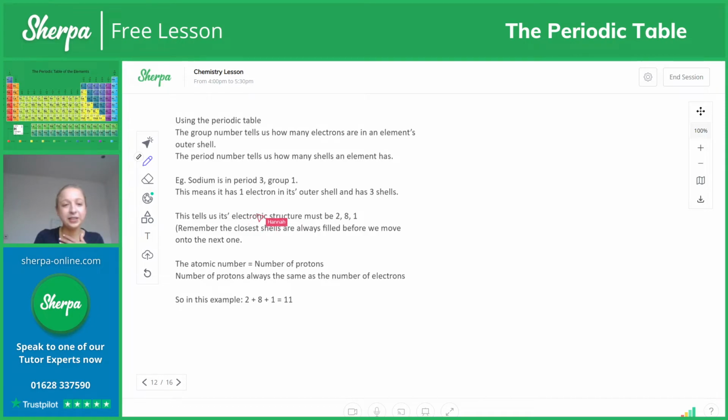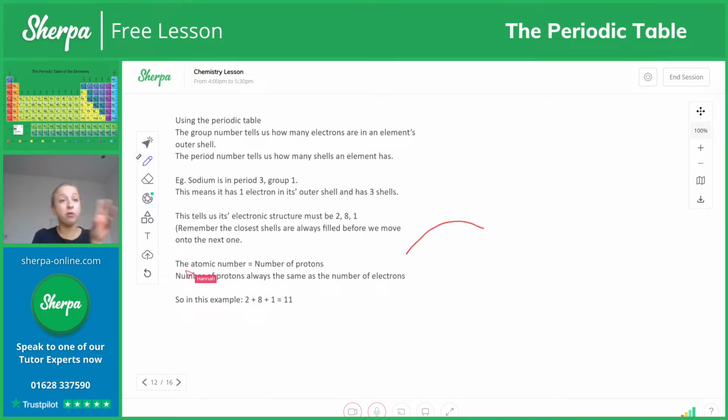So this is basically just a recap of what we've just gone through. The group number tells us how many electrons are in its outer shell. So that is the column, the group. The period number, which is the row, tells us how many shells in total the element has. So, for example, sodium is in period 3, group 1. That means we know it has 3 shells and it has 1 in its outer shell. And that means you could then draw that structure out for sodium, which you could be asked in the exam.